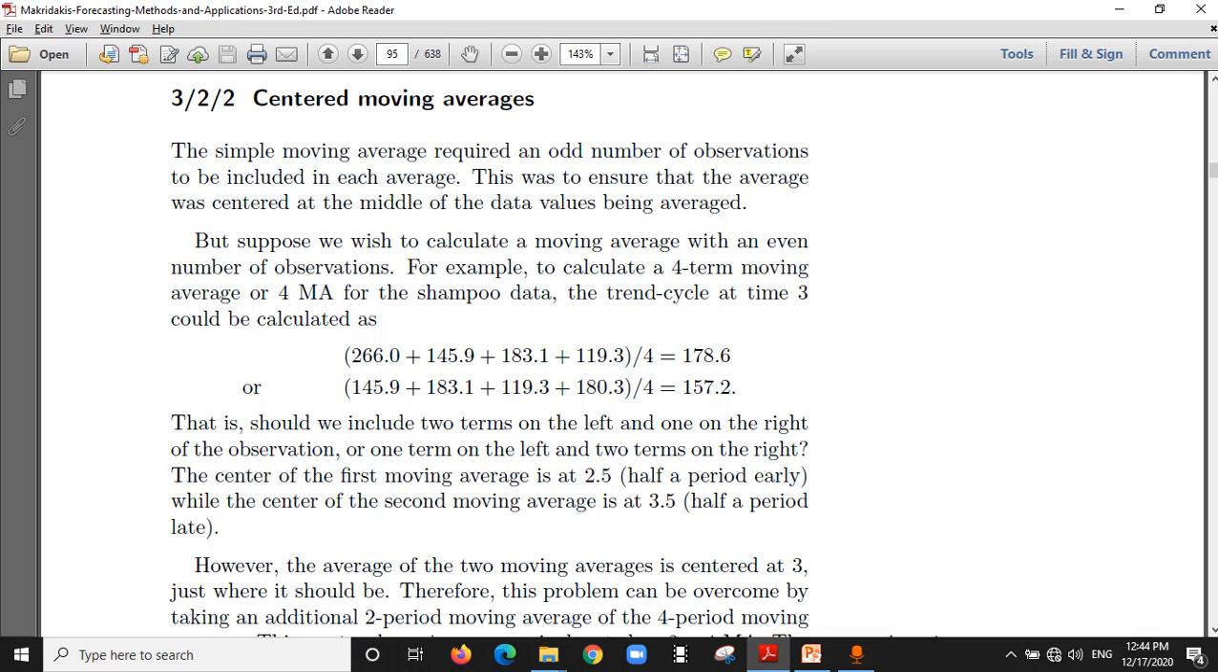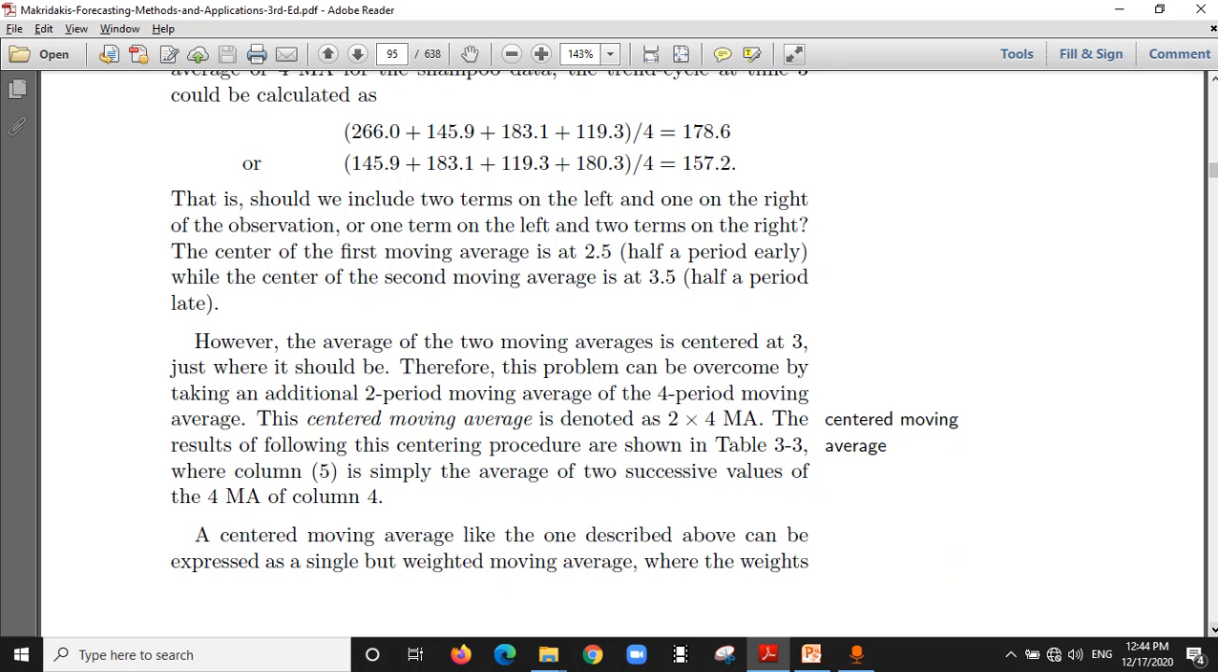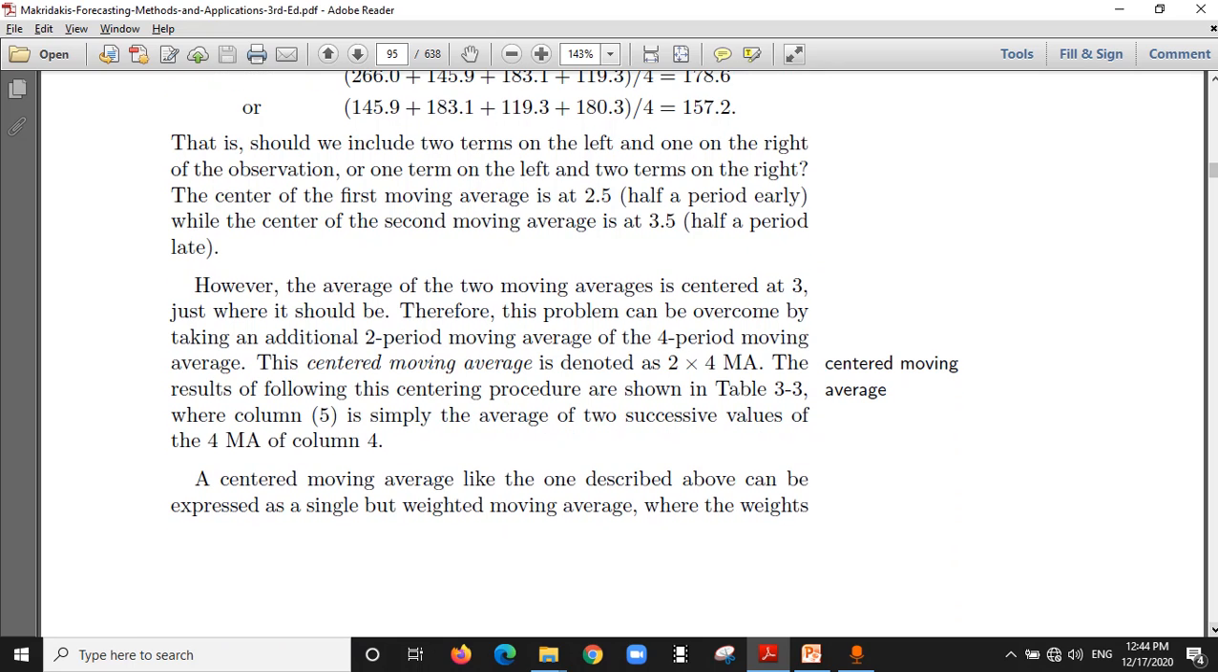The center of the first moving average is at 2.5, which is half a period early, while the center of the second moving average is at 3.5, which is half a period late. The average of the 2 moving averages is centered at 3, just where it should be. Therefore, this problem can be overcome by taking an additional 2-period moving average of the 4-period moving average. This centered moving average is denoted by 2 times 4MA. The results of the centering procedure are shown in the following table.